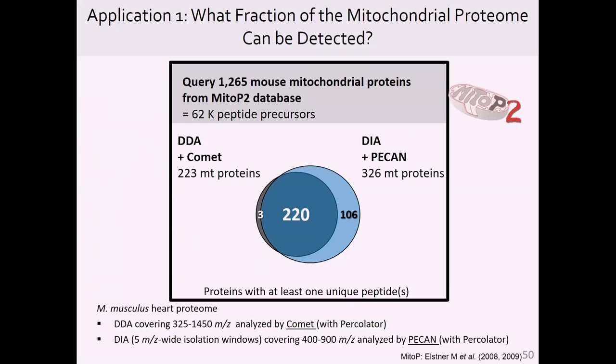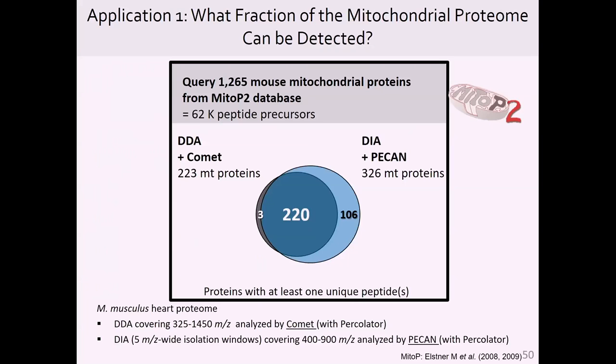We're looking for mitochondrial proteins in the context of unfractionated heart tissue. I'll point out, of course, that in the heart about 30% of the proteins are mitochondrial, so it's actually not that surprising that we're getting this many results.